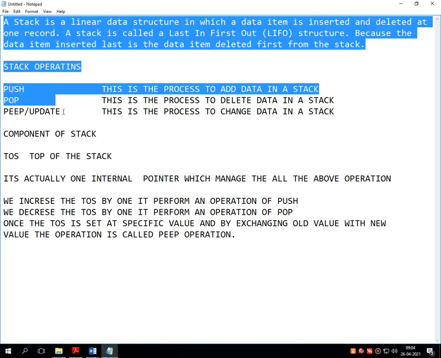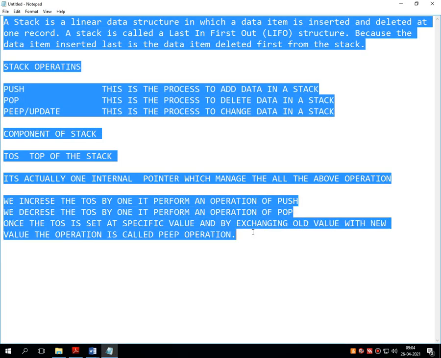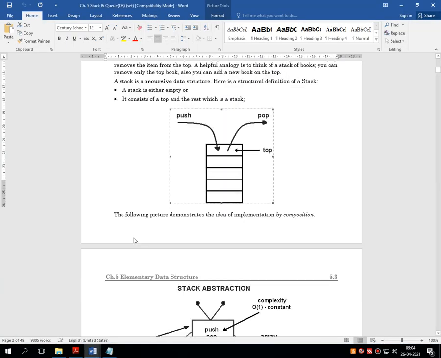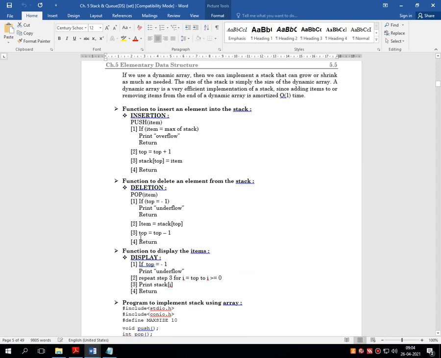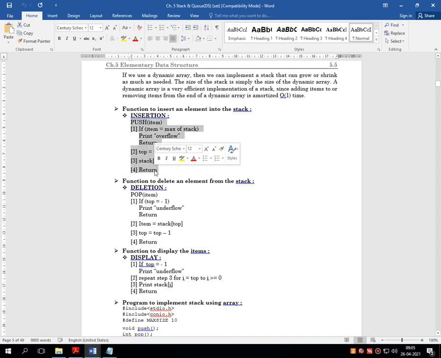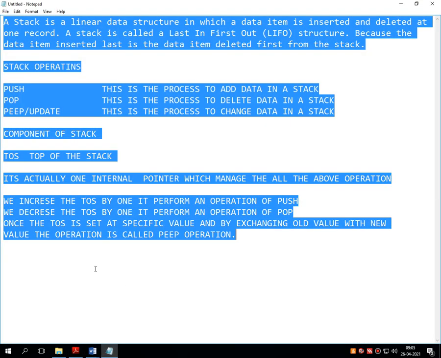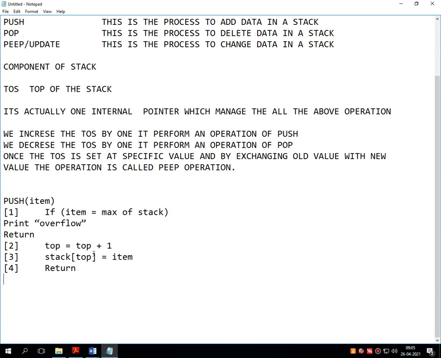So this was actually the theoretical part of stack which we have to keep in our mind before the actual development procedure gets started. Now it's time to discuss the algorithm of various functions, or we can say the operations of stack. So the first algorithm of stack which we need to discuss is the algorithm of push. So the algorithm of push is written in terms of steps over here.